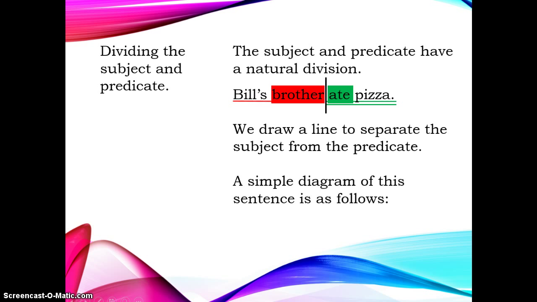Finally, we can indicate this in a simple diagram. A vertical line shows the basic parts of the sentence. The vertical line here also acts as the subject-predicate division line. The subject on the left, the predicate on the right. Let's look at another sentence to review what we've just learned.